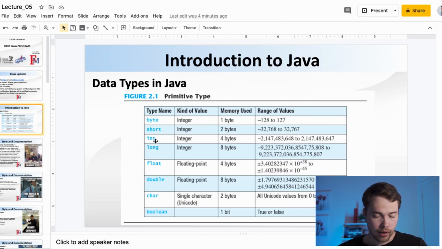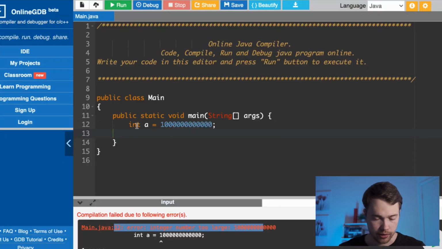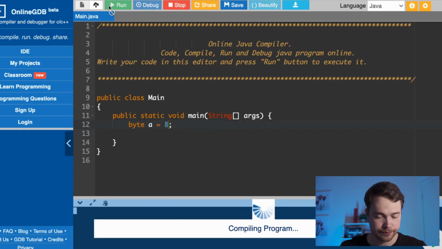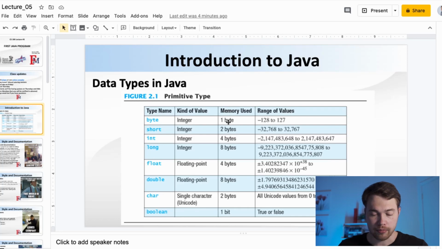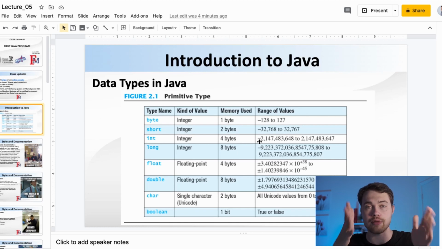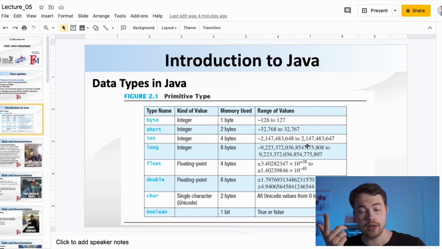Awesome, cool. Now let's talk about smaller numbers. Byte, 1 byte, and that's how you spell it: byte. For example, byte a equals 8. It's very rarely used. The memory used is 1 byte, so it's only 8 bits. That's why you can't place 4 billion in 8 bits. So the range span will be 2 to the 8th, which is 256. 256 divided by 2, shifting to the left, you get from negative 128 to positive 127.